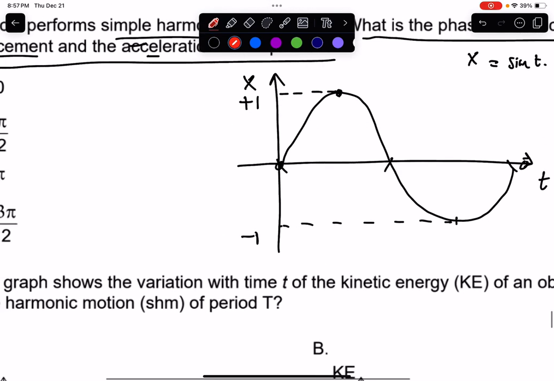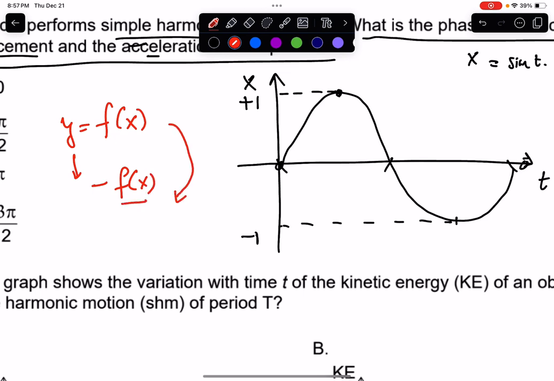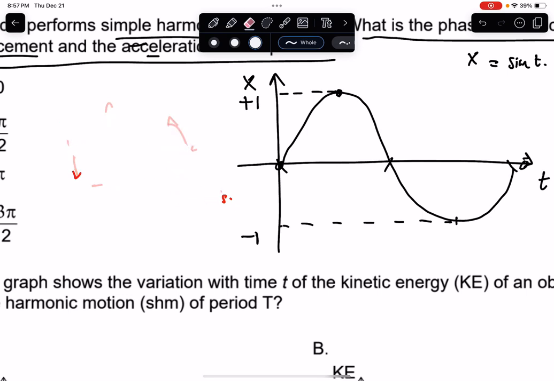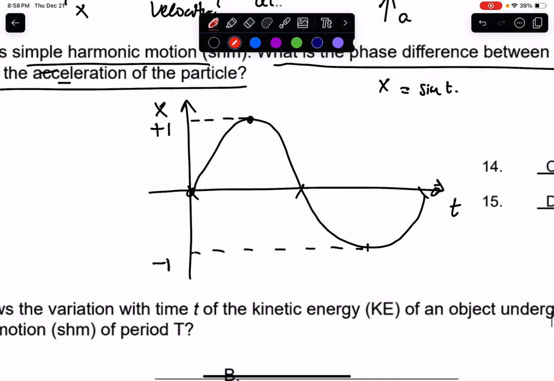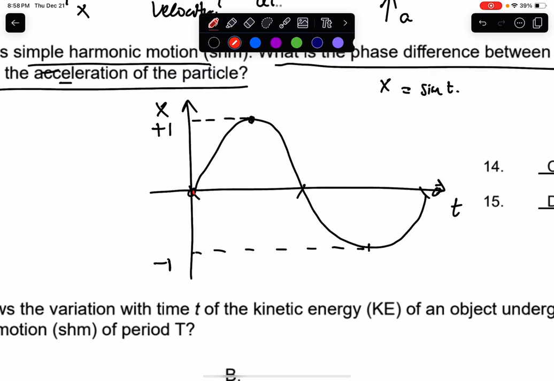So what you can see is that if you have a function y is equal to f of x, then if you want to graph a function negative f of x, all you do is reflect it on the x-axis. So think of the x-axis as a mirror, and you can make a reflection on that x-axis. Okay, so we're going to reflect our displacement function, which is sine of t, on the x-axis. And so if you make the displacement, we get this function over here.